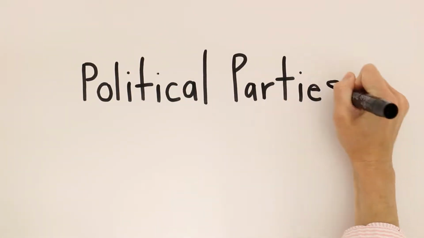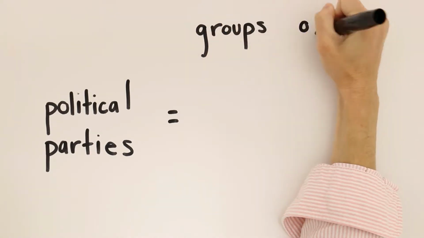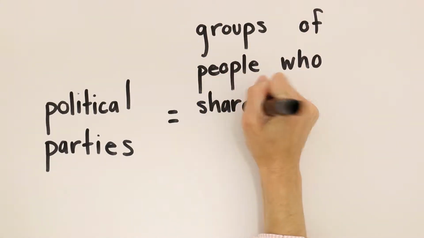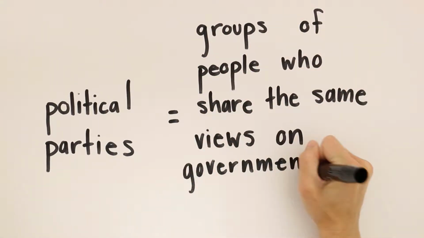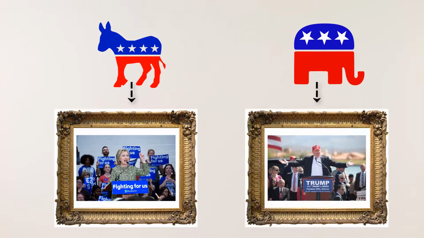Today we will learn about political parties. Political parties are organizations of people who share the same views on government policies. Within the political parties, members work together to get candidates elected to office.